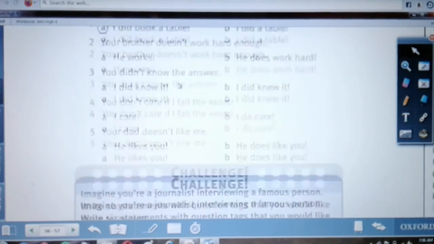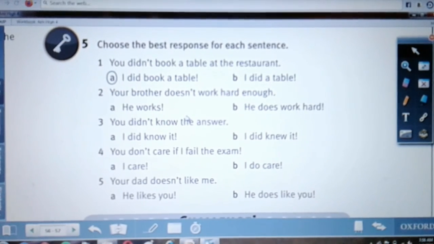Alright, that's all for your task. Please do your task on your student book and your workbook. After that, capture the images of your answers and send it to me, and the deadline will be on Friday, April 10th, 2020.